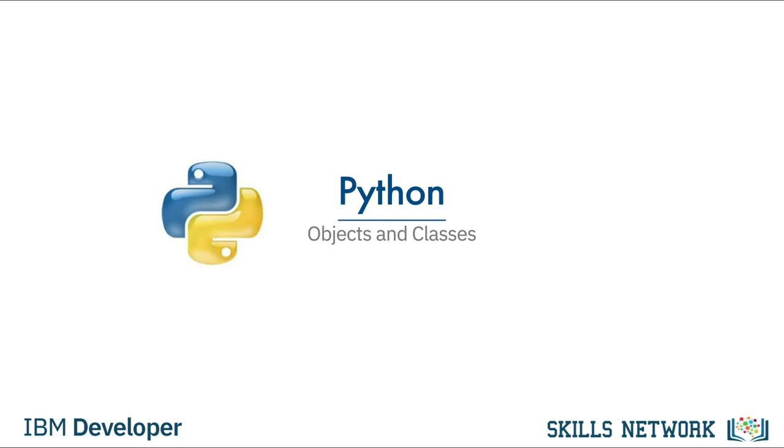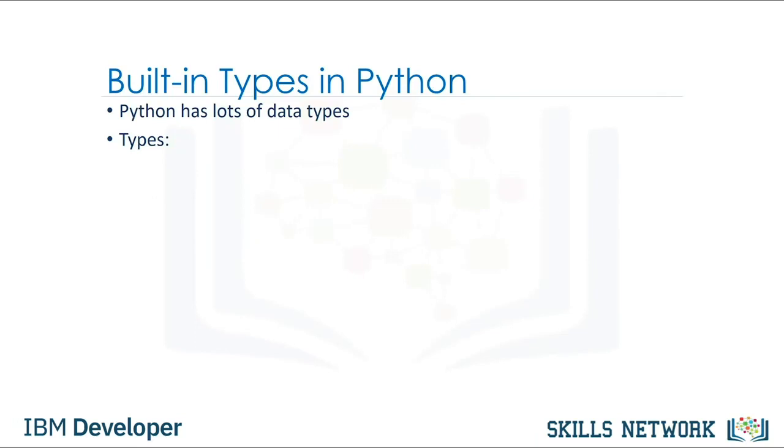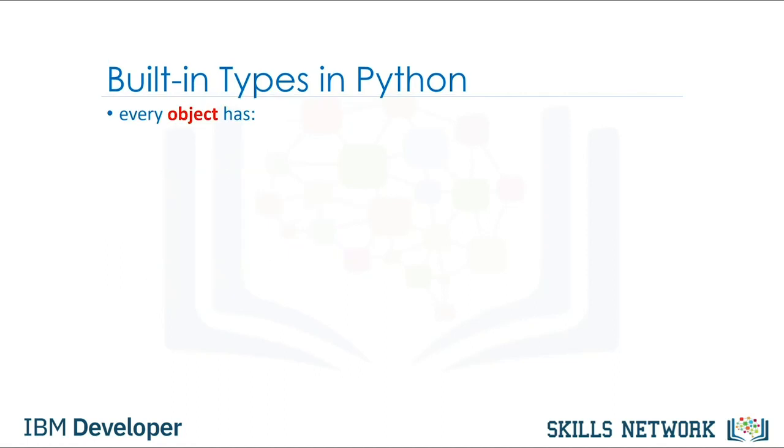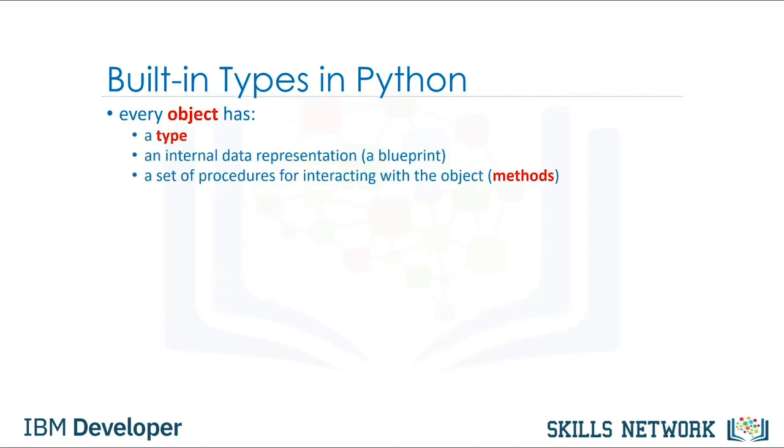In this module, we are going to talk about objects and classes. Python has many different kinds of data types: integers, floats, strings, lists, dictionaries, booleans. In Python, each is an object. Every object has the following: a type, internal representation, a set of functions called methods to interact with the data.